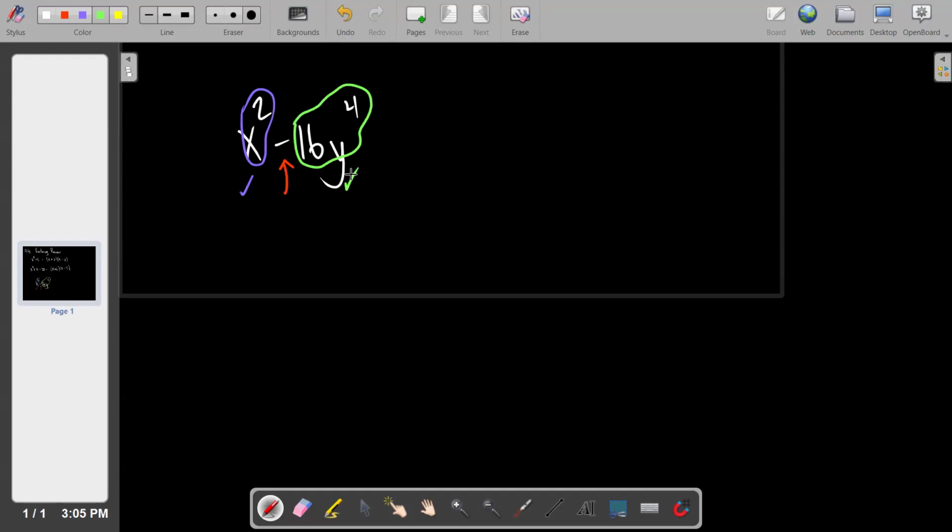So something like this that may be outside of our real close comfort zone, we can still factor. What's the square root of x squared? x. What's the square root of the 16y to the fourth? 4y squared. So anything that's a difference of squares can be factored following a pattern. It's just square root plus square root times square root minus square root.